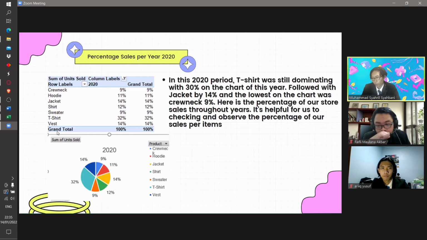In this 2020 period, t-shirt was still dominating with 30% on the chart of this year, followed by jacket with 14%, and the lowest on the chart was crewneck with 9%. Here is the percentage of our store sales throughout the years. It's helpful for us to check and observe the percentage of our sales per item.